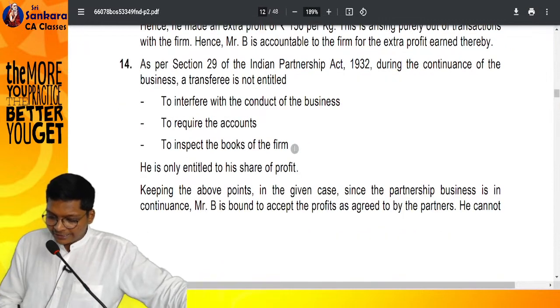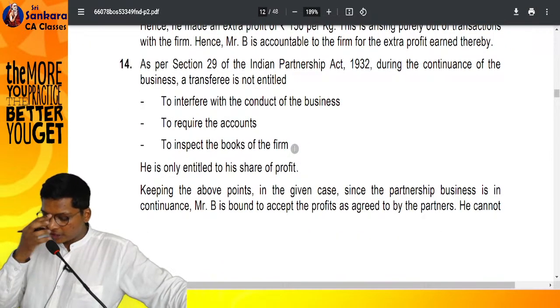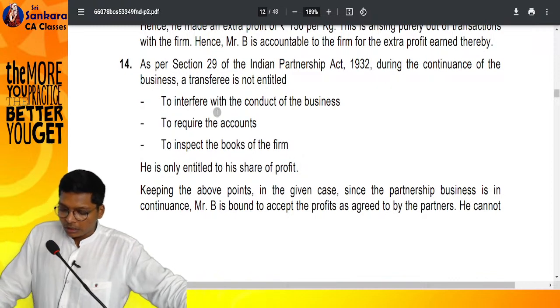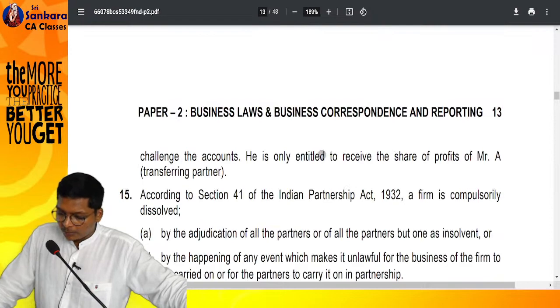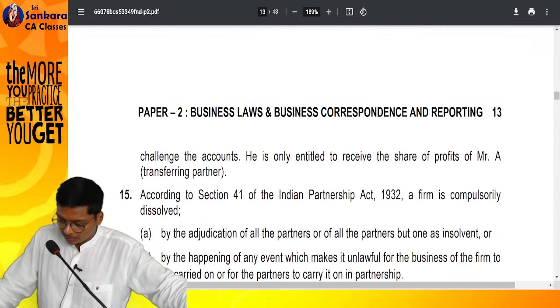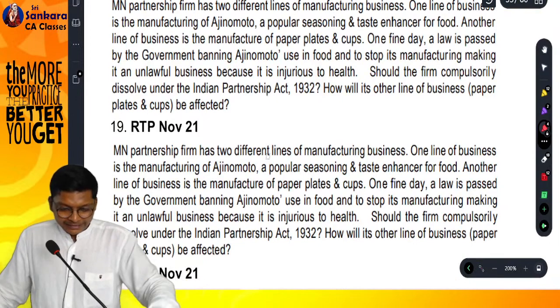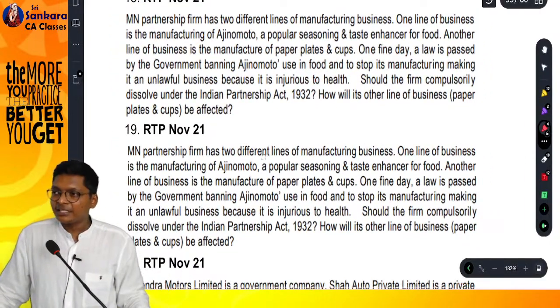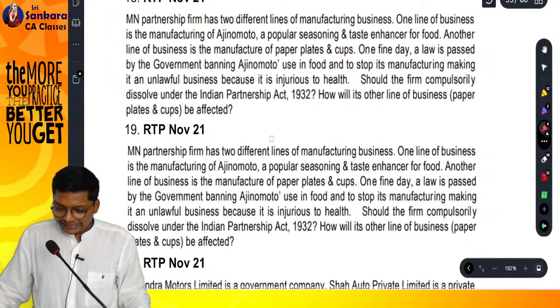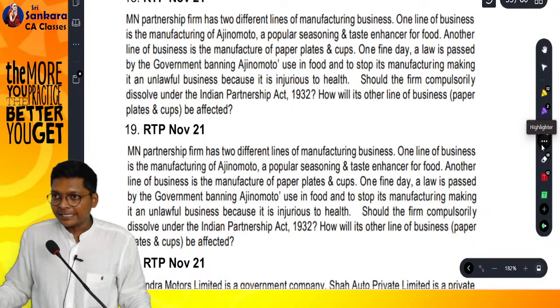Transferee is not entitled to interfere with conduct of business, require the books or inspect the books of the firm. He can only get the profits, entitled to share the profits. Next, can you see both the question 18, 19 together, guys? 18 and 19. Try to solve it.